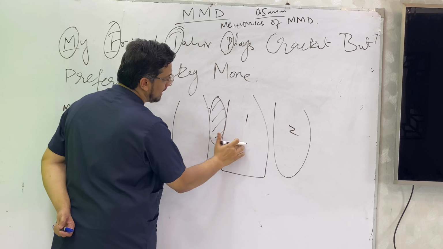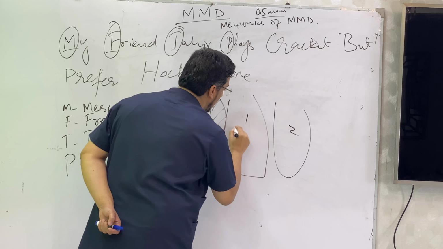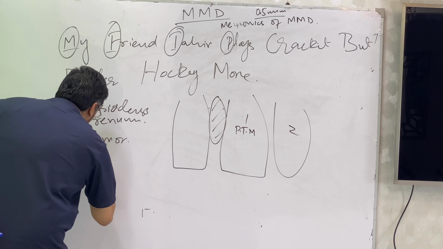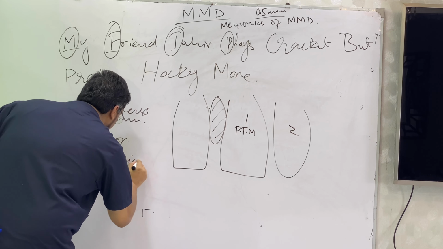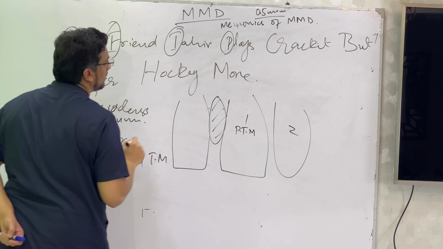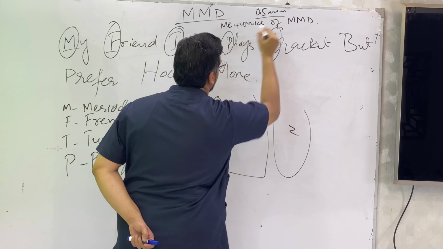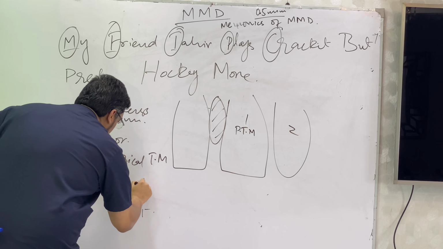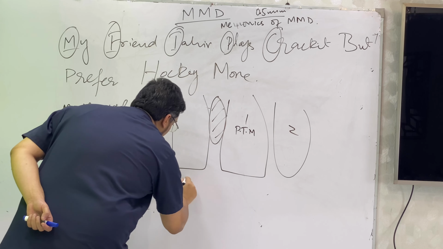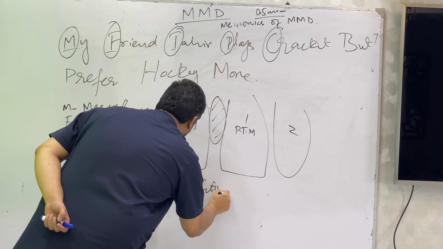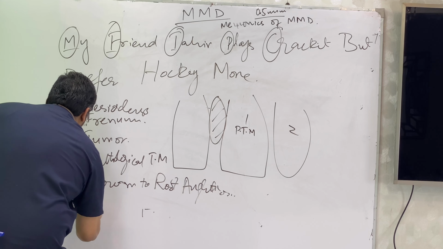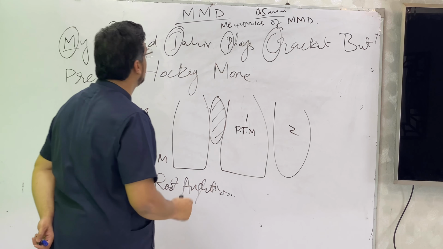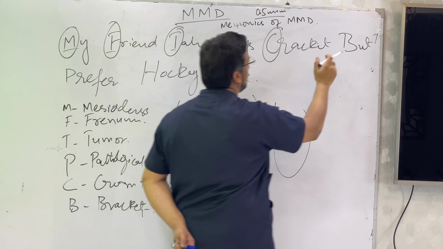Now we come to the central incisor. In the central incisors, you could have pathological tooth migration. So P stands for pathological tooth migration. Plays cricket. Then we talk about the crown to root angulation. Then B stands for bracket positioning. We discussed this in the last clip. My friend Tahir plays cricket but.